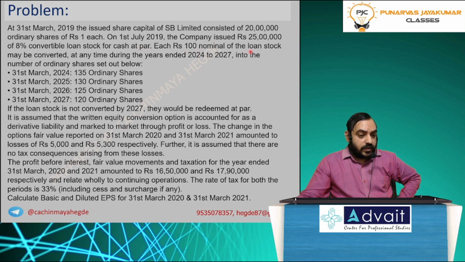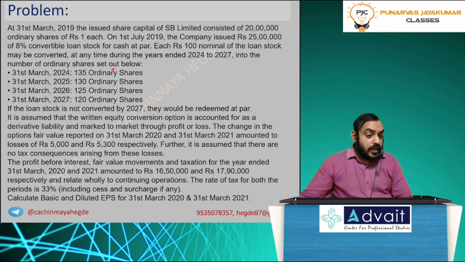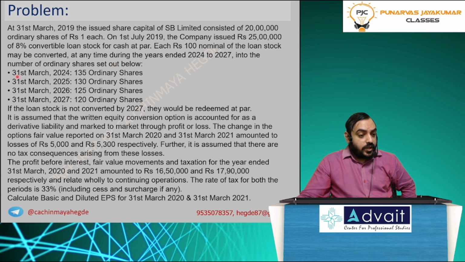Each of rupees 100 of the loan stock may be converted at any time during the years ending 2024 to 2027 into the following ordinary shares set below. If you convert it on 31st March 2024, you get 135 shares. If you convert in 2025, you get 130 shares. If you convert in 2026, you get 125 shares. In 2027, you get 120 shares.